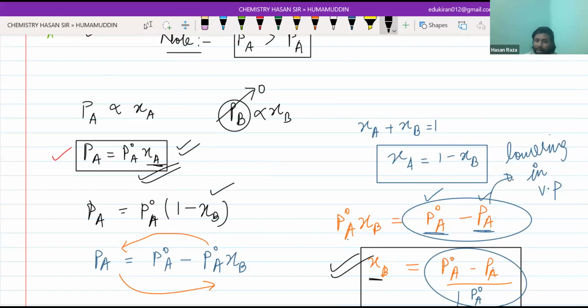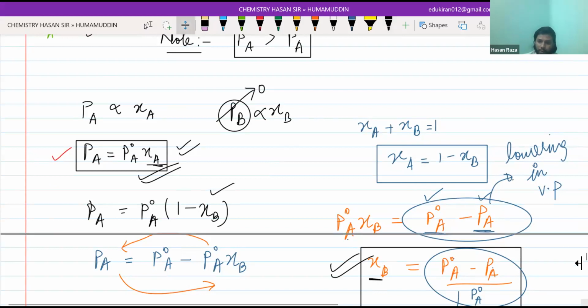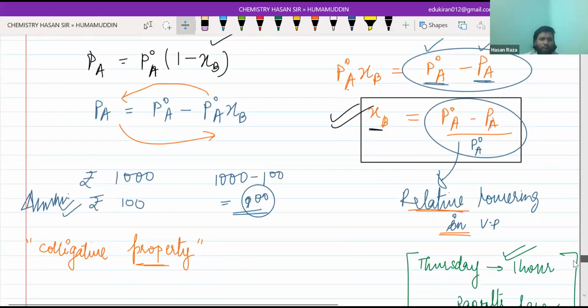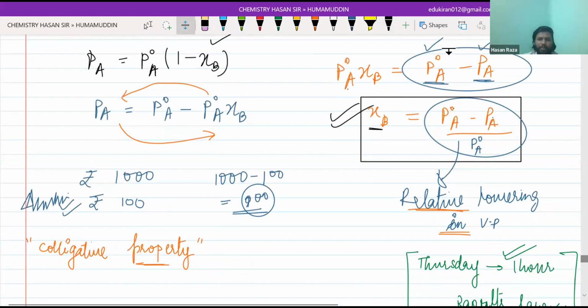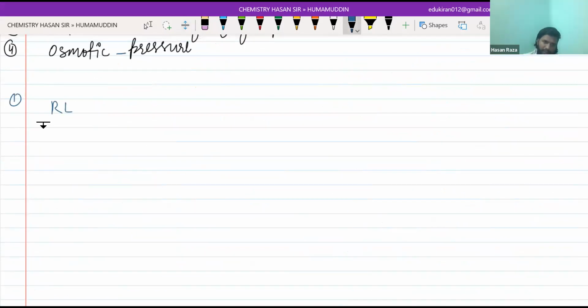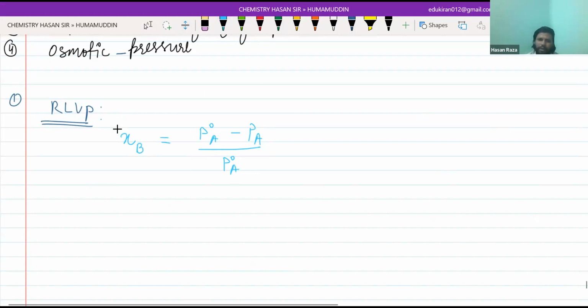And if you divide it by the original, P naught A, I told you this part is known as relative lowering in vapor pressure. So for relative lowering in vapor pressure, as we already derived the formula, we can directly write it: zeta B will be equal to P naught A, the original or initial pressure, minus PA, the final pressure after adding the non-volatile solute, upon the original or initial pressure P naught A. We don't need to derive it again because I already did this.